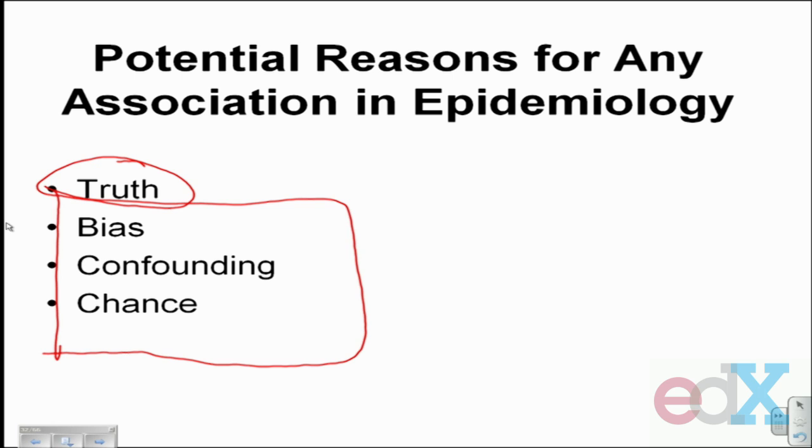We could have a biased study. We could have something called confounding, or it could be just a reflection of chance happening. And I'd like to talk about each of those three other general reasons for finding an association in any type of study. I'm going to be applying them to this type, the cross-sectional study.